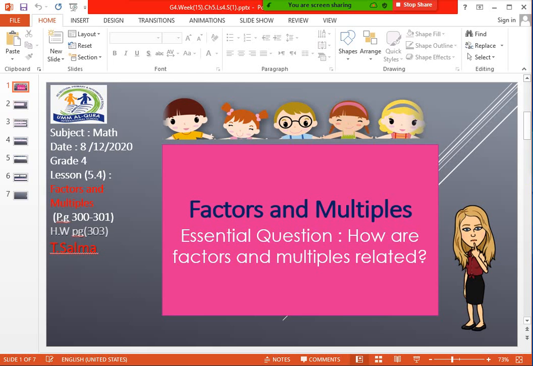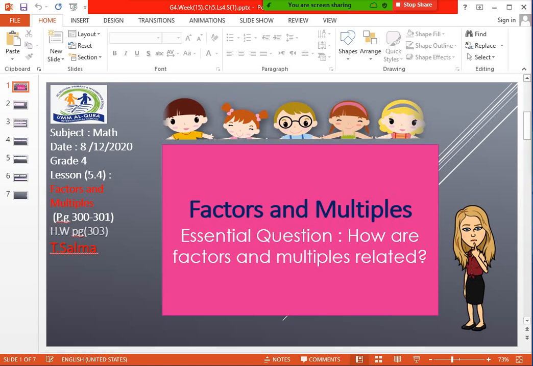So today we will figure out the relation between the factors and the multiples. You remember we talked about the multiples. So today we will understand the relationship between the factors and the multiples. So please bring your books and open your books on page 300 to start the lesson.